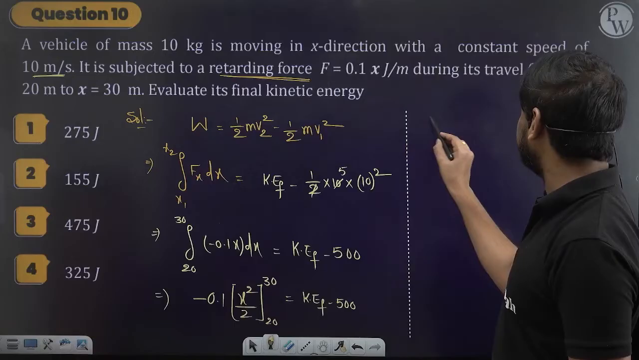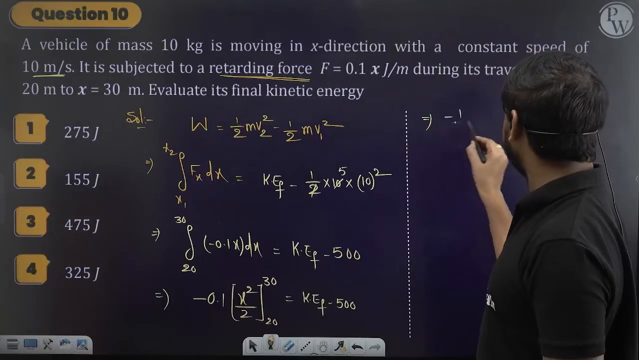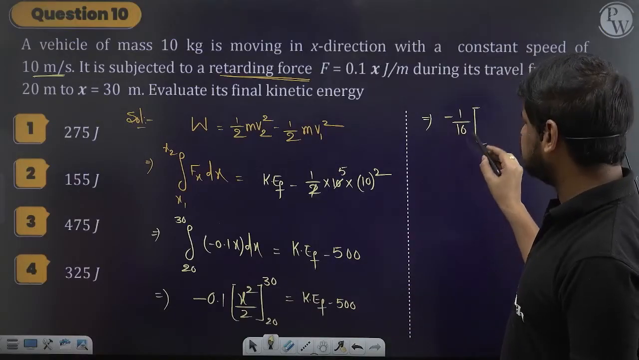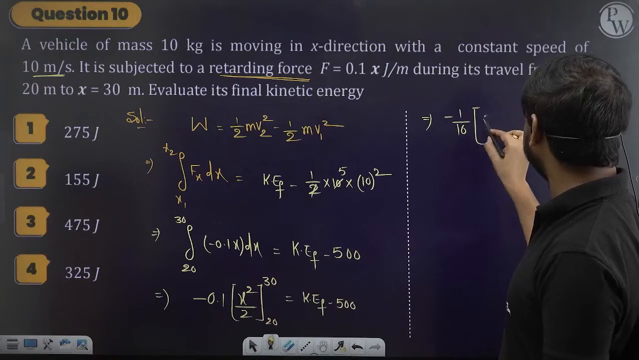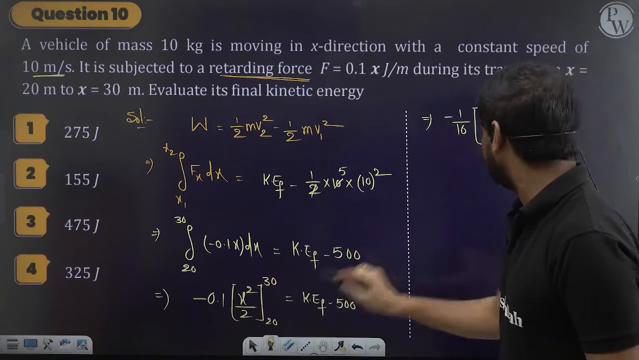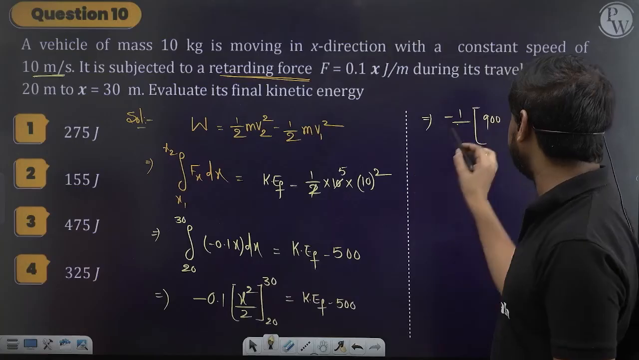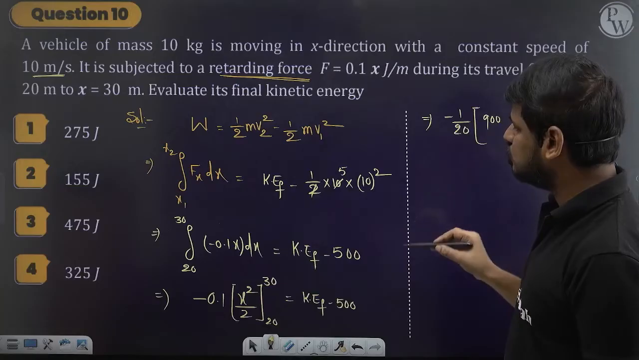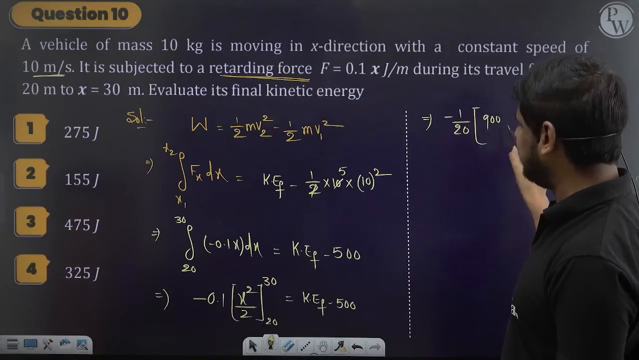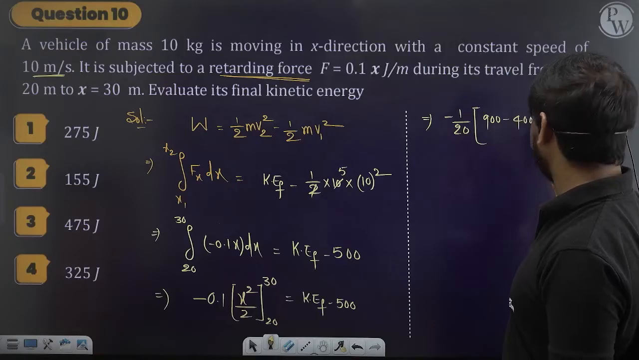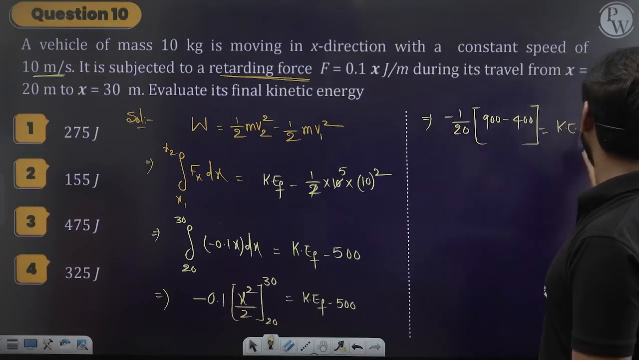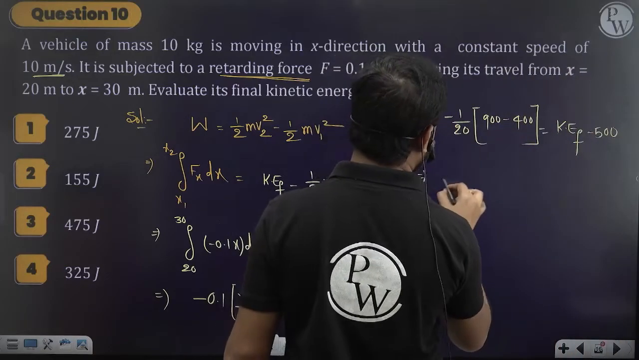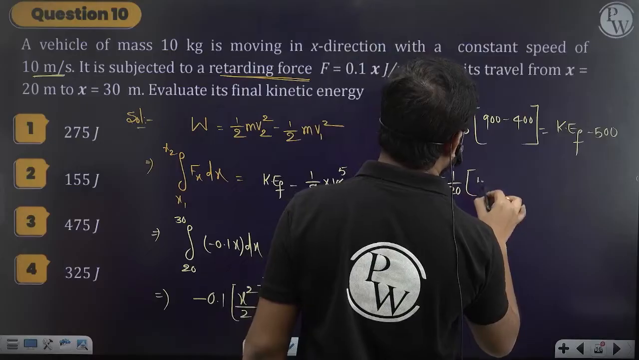So 0.1 means I am writing minus 1 by 10 into, so substitute the upper limit and lower limit. So x square means 30 square, which is 900. Write 2 also outside, so minus 1 by 10 into 2 means 20. 900 minus 400 is equal to the kinetic energy final minus 500, right?